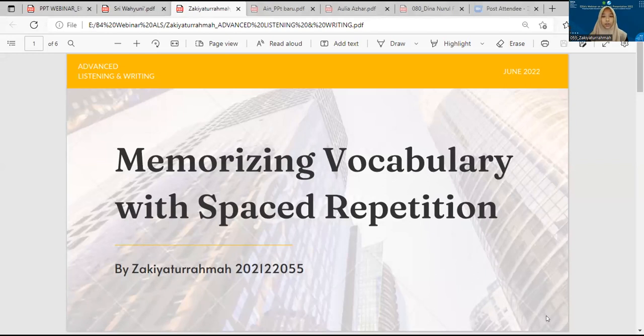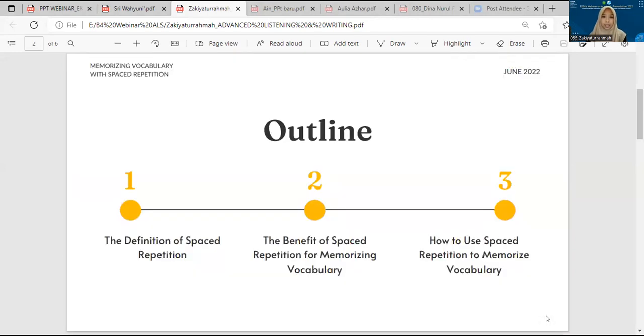My name is Zakiatul Rahma, and I would like to bring a topic about memorizing vocabulary with spaced repetition. Next slide, please. I divided my presentation into three sections. The first is the definition of spaced repetition. The second one is the benefits of spaced repetition for memorizing vocabulary. And the last one is about how to use spaced repetition to memorize vocabulary. Next slide.